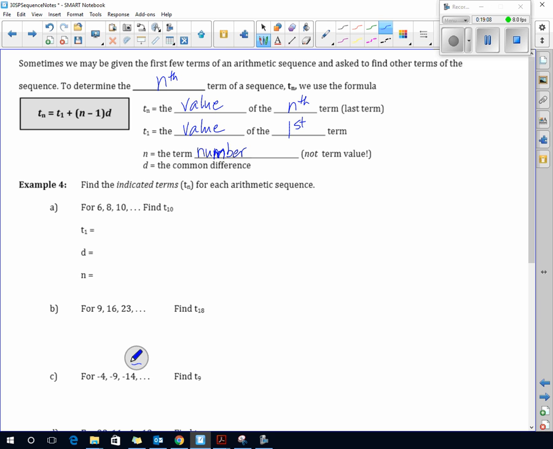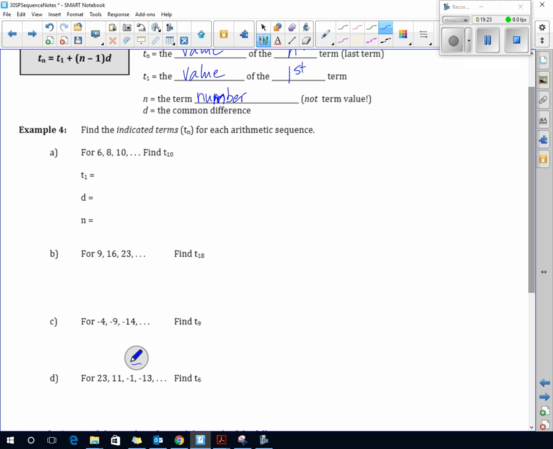So find the indicated terms, Tn, for each arithmetic sequence. So, what's the first term? 6. What's the common difference? 2. And n, if I have to find term 10, what would n represent? So 10. N is the term number. That's the term number right there, right? So now we're just plugging it into the formula.